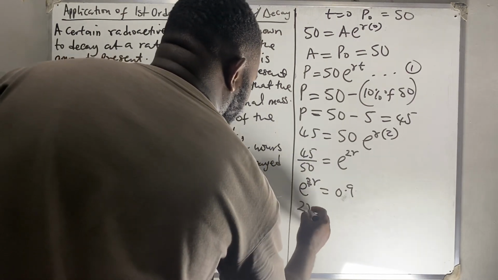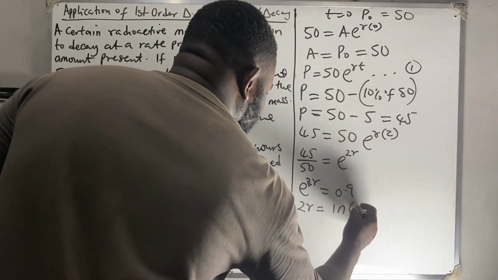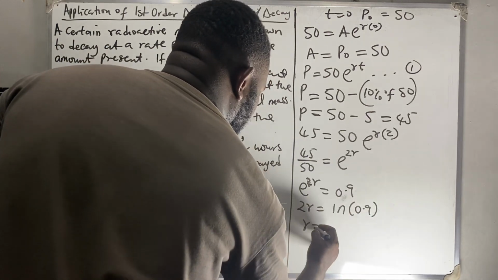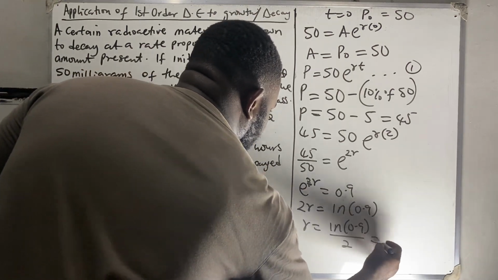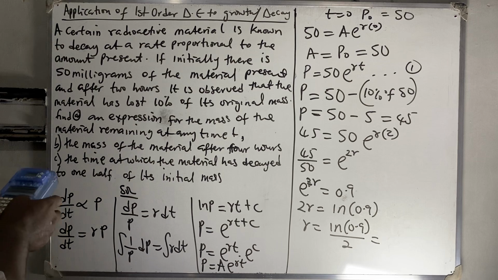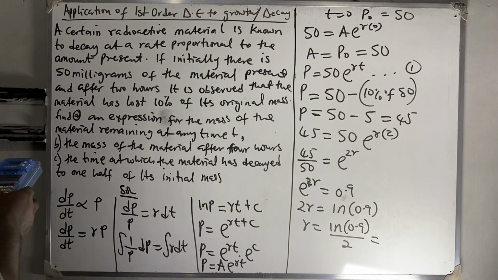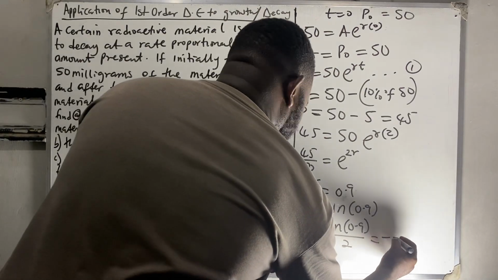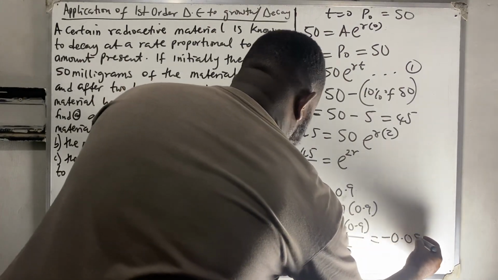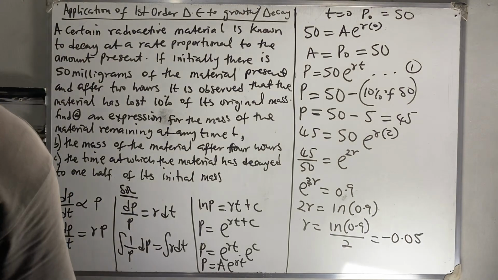So therefore, 2r will now be ln 0.9. So therefore, my r will now be ln 0.9 divided by 2. So I'm taking ln 0.9 then divided by 2. So you see, I'm having that my r is negative, negative 0.05. Okay, that is the rate at which this decreases.